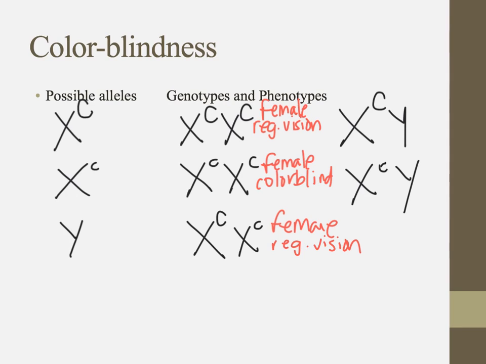All right, over here, XY, we have a male, and since he only has one copy for color vision and it happens to be dominant, the regular color vision, he is going to be a male with regular vision. And over here we have a male, and again, he only has one copy of the X chromosome, and it happens to be recessive for color blindness, and so he's going to be colorblind.